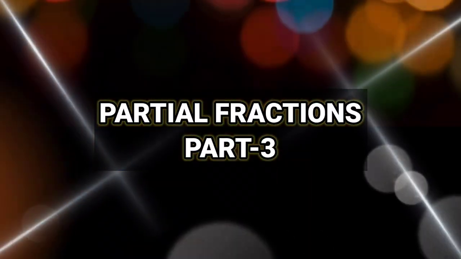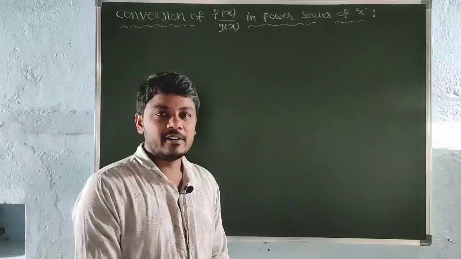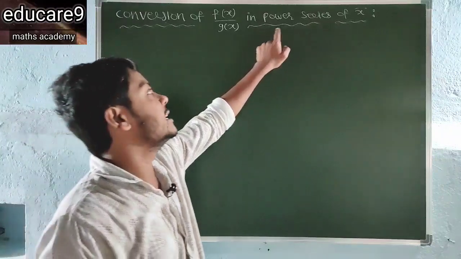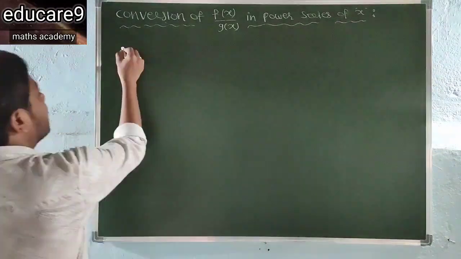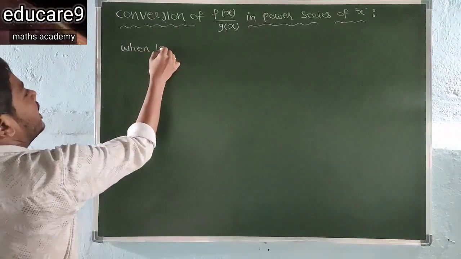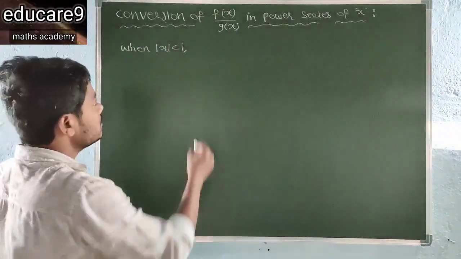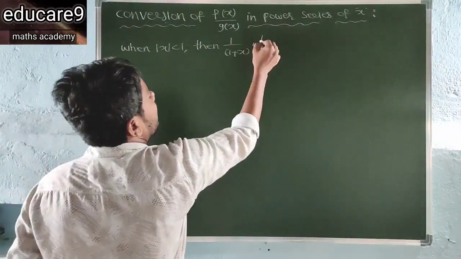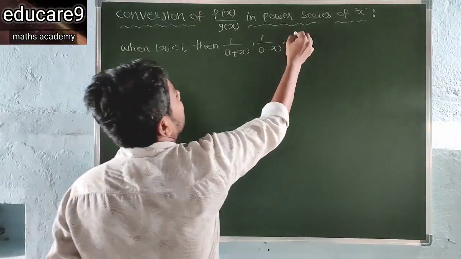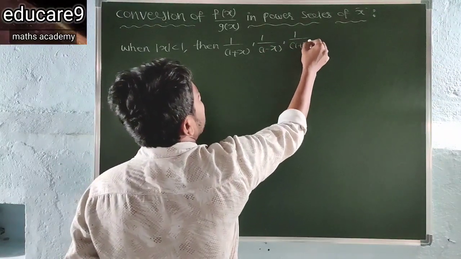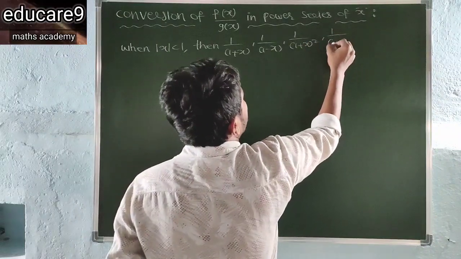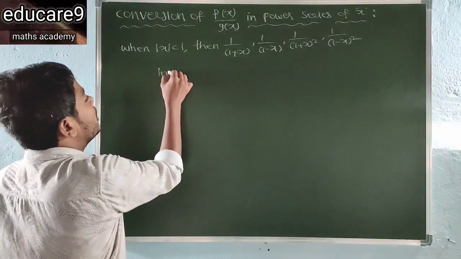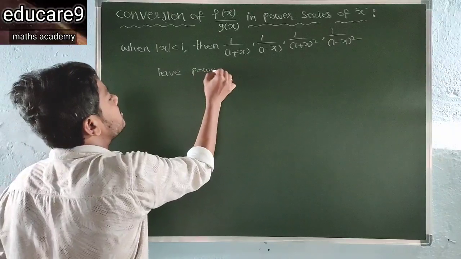Partial fractions, part 3. Hello everyone. For this session, I will discuss a new concept, conversion of f of x by g of x into a power series in x. When mod x is less than 1, then 1 by 1 plus x, 1 by 1 minus x, 1 by 1 plus x whole square, and 1 by 1 minus x whole square have power series expansions.